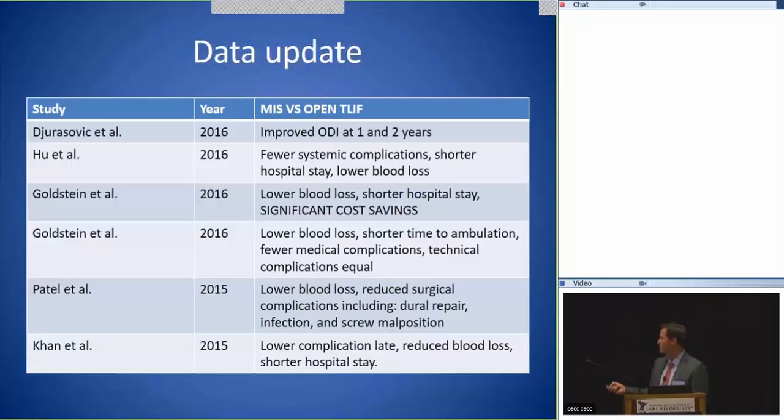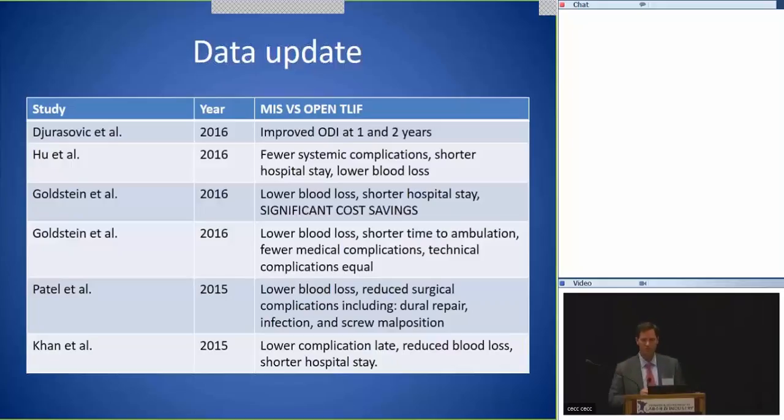Fewer medical complications, with technical complications being equal between the two groups. Here's another study showing reduced surgical complications. Again, lower complication rate, shorter hospital stays, reduced blood loss. And so the data is now out there showing some of the things that we expected to see.